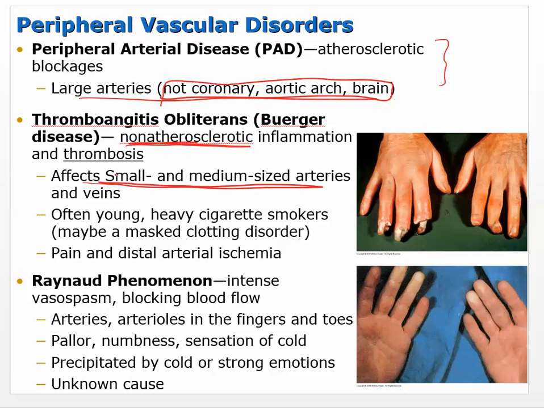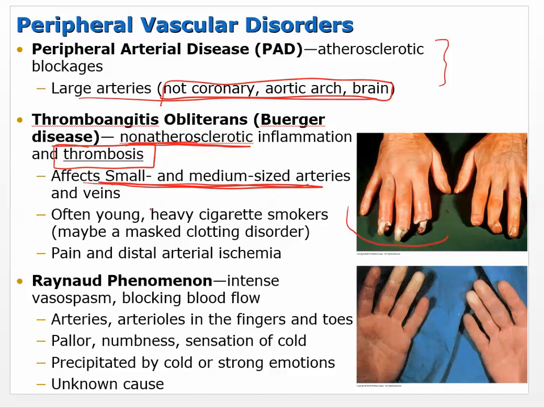Okay, and specifically, we're talking about something that occurs in the extremities, and you can see here that it tends to affect the hands. So it can cause thrombosis, which means you have a buildup of clotting factors. So clots form in small, medium-sized arteries, which means that you're blocking blood flow to those.